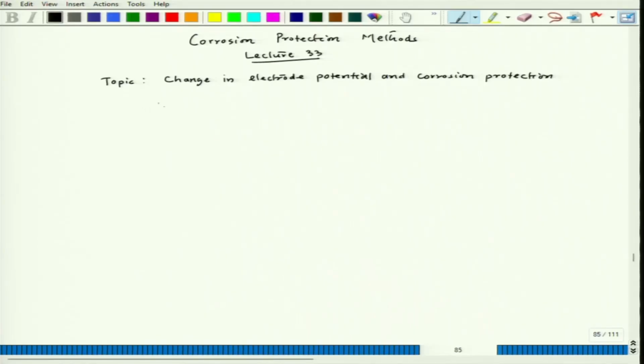Now we will talk about another interesting approach, which is called anodic protection. In anodic protection, we make use of anodic polarization. So let us look at how that mechanism works. Today we will talk about anodic polarization and corrosion protection.